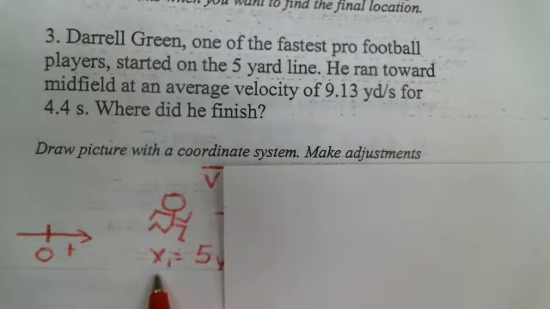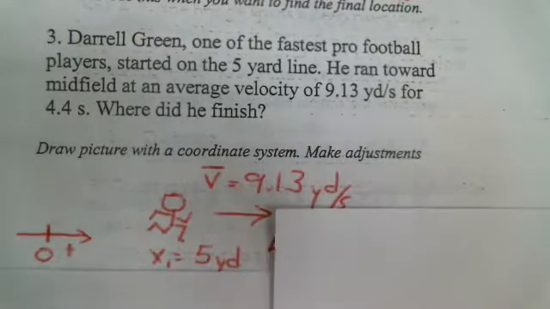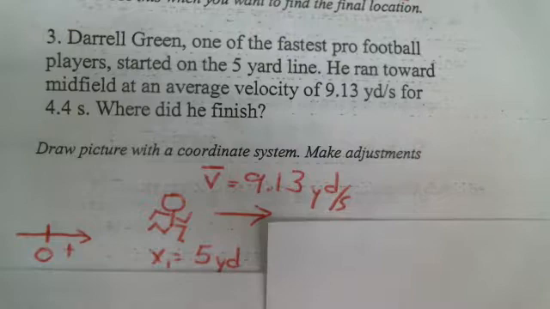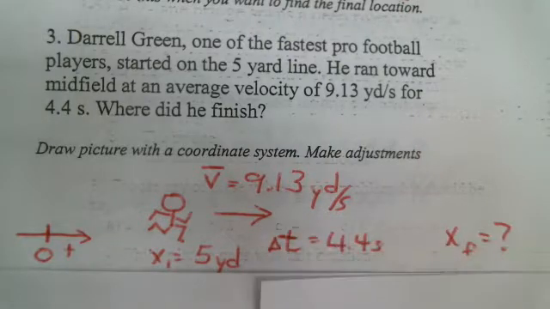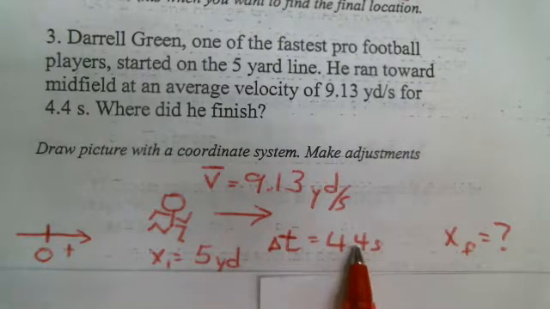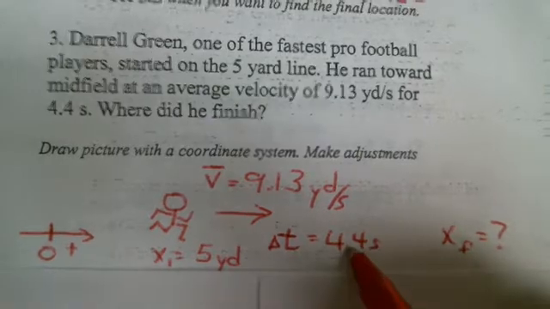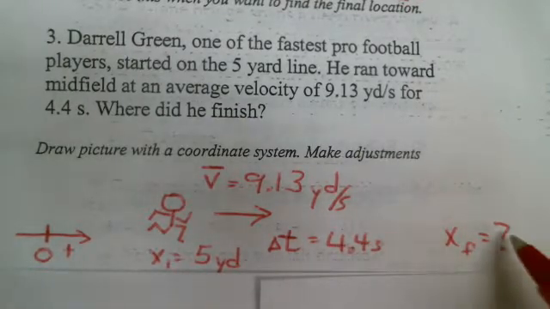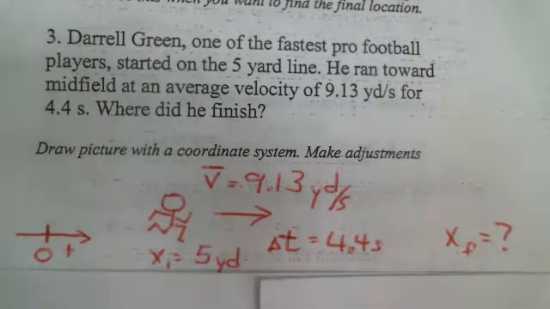That's the x sub i. He runs towards midfield with an average velocity of 9.13 yards per second. And the time for that is 4.4 seconds. That's all that we know. Then we have what we want to know, the final location, x sub f.